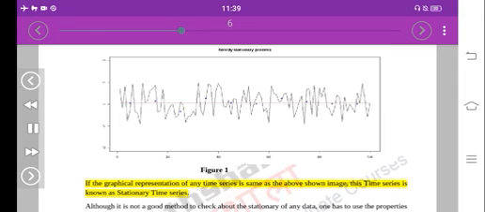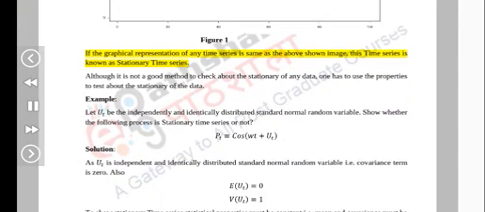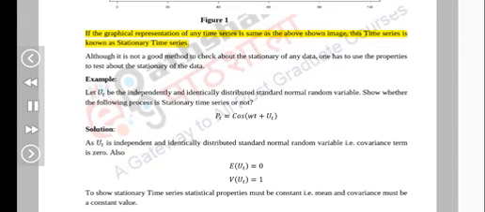Figure 1. If the graphical representation of any time series is the same as the above shown image, this time series is known as a stationary time series. Although it is not a good method to check the stationarity of any data, one has to use the properties to test the stationarity of the data.